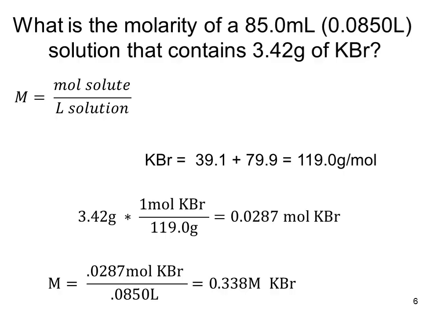So the formula weight for KBr is relatively simple. It's 39.1 grams per mole plus 79.9 grams for the bromine gives us 119 grams per mole. We have 3.42 grams and 119 grams per mole gives us 0.0287 moles of KBr, again 3 sig figs.